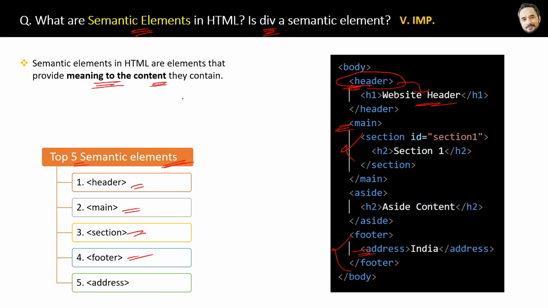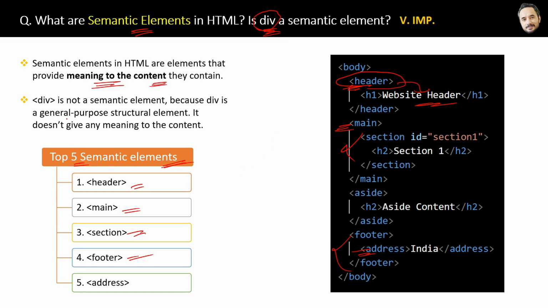But can you tell me what kind of information this div element can have? No, you can't tell, right? Therefore, div is not a semantic element, because div is a general purpose, structural element. It provides the structure. It's not semantic. It doesn't provide any meaning to the content, okay?